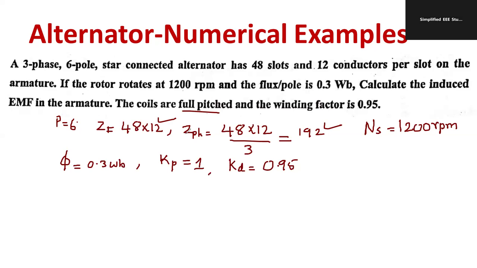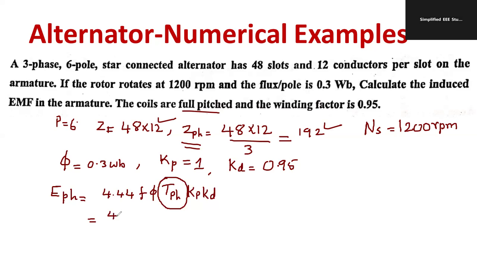You can calculate E phase and EL. So what is the formula for E phase? E phase is nothing but 4.44 F into phi into turns per phase multiplied by Kp and Kd. Please observe here, we haven't got any data regarding T phase, but we know all the data in terms of Z phase. You know the relation: T phase is nothing but Z phase divided by 2.